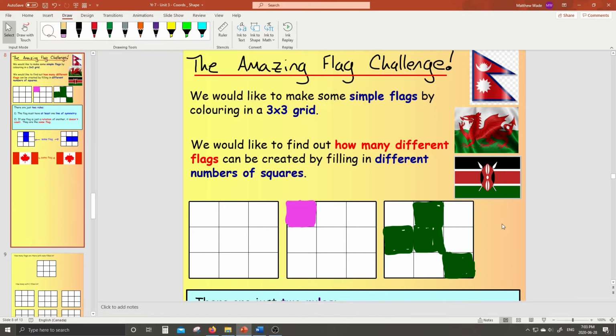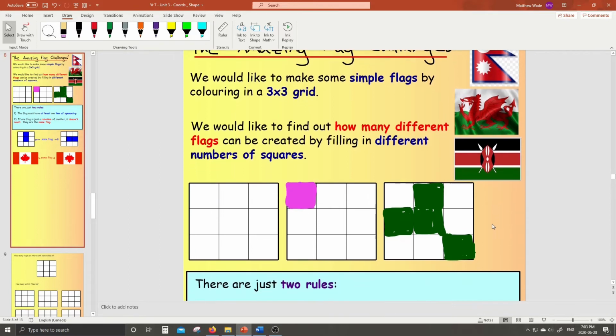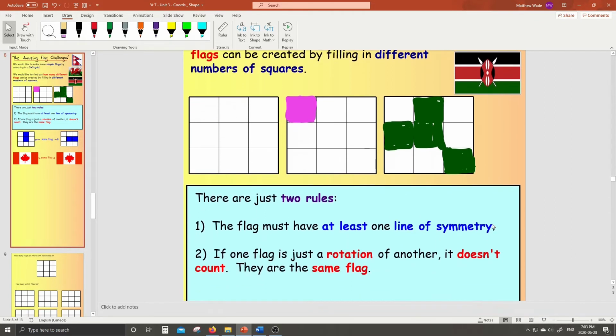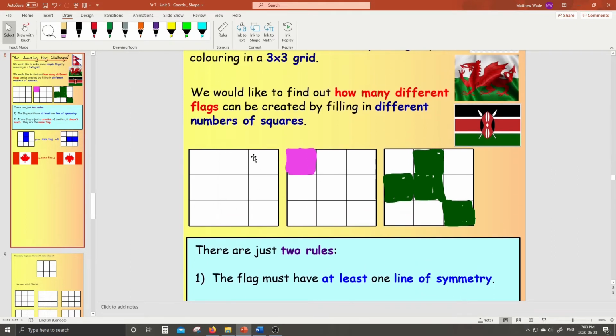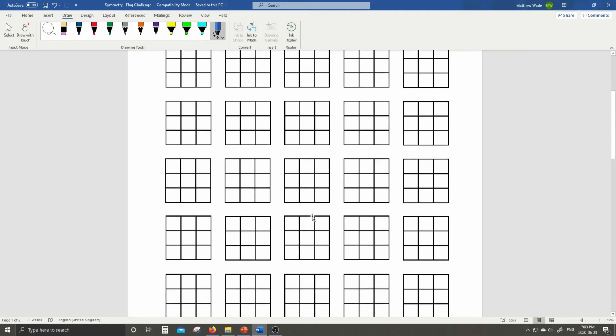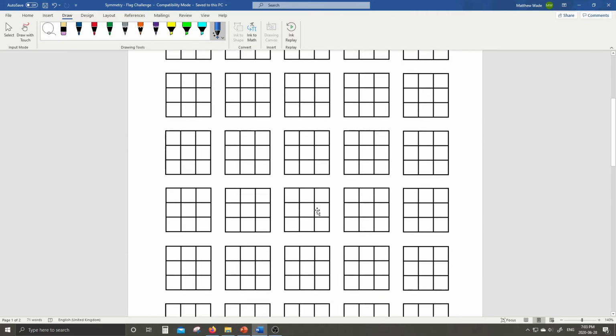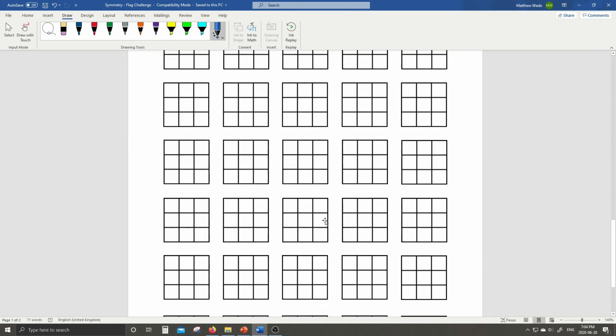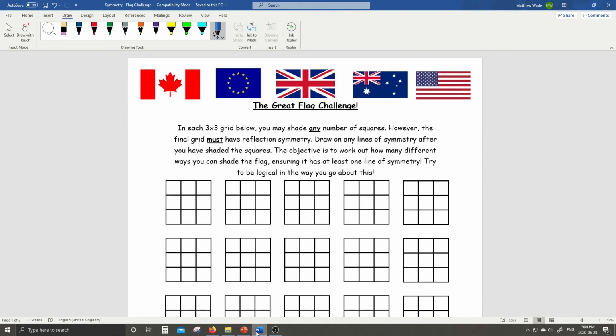Now, for a flag to be a cool flag, well, these are cool flags too, up and down here on the right-hand side. But to get a really kind of cool looking flag, I want 2 things to happen. The flag has to have at least 1 line of symmetry. And if one flag is a rotation of another, it doesn't count. Okay, so these are the 2 rules I want. Now, we're going to be making our flags on 3x3 grids, which I'm going to give to you here. Okay, so I'm going to attach this, and you can print that out, and you've got so many 3x3 grids that you've got tons of chance to experiment and see what you can come up with, okay? So you're going to get that attached, so that's what we're going to do.